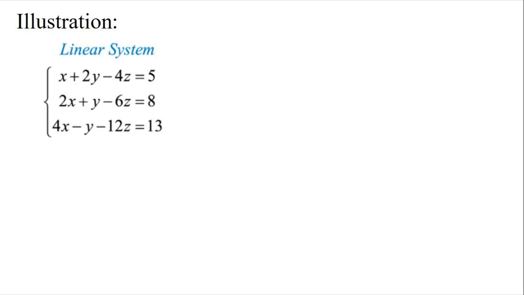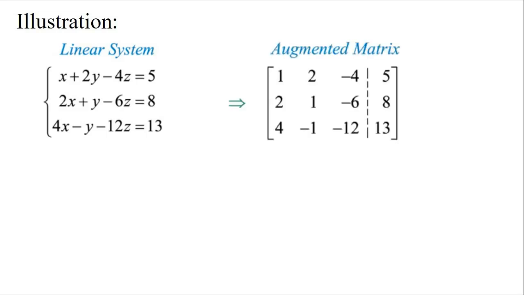Example, if you have this system of linear equations with three unknowns x, y, and z, the augmented matrix is given by this. The first column contains the coefficients of x, the second column contains the coefficients of y, the third column contains the coefficients of z, and the last column contains the constants.